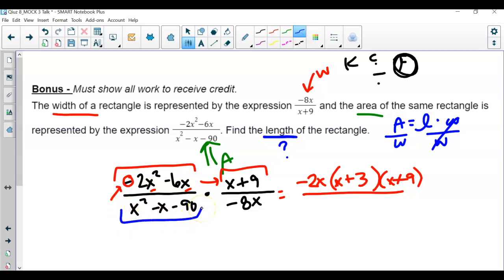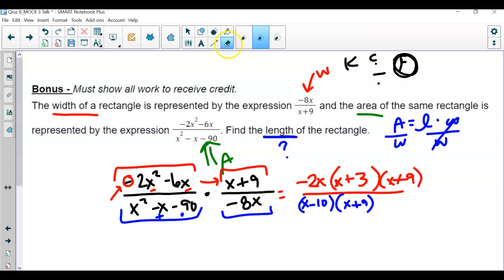Now we're back to a trinomial where x squared is by itself, so I go straight to parentheses. What numbers multiply to get you negative 90 and add to get you negative 1? Negative 10 and positive 9. So negative 10 and positive 9. Then here we've just got negative 8x.